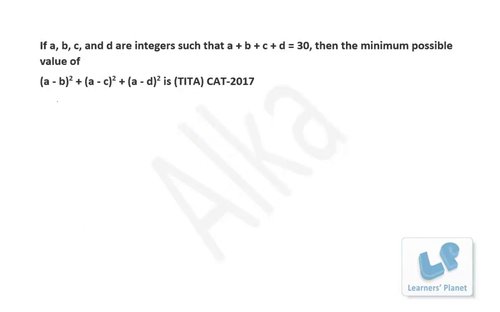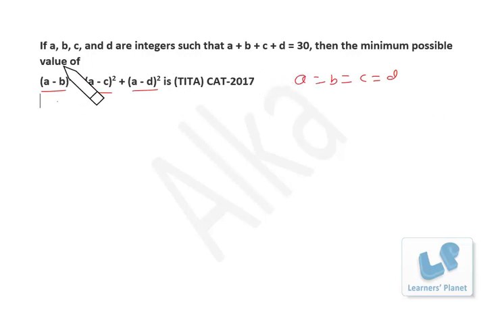Now this is an interesting problem from CAT 2017 paper. a, b, c, d are integers such that a plus b plus c plus d is equal to 30, then find the minimum possible value of this expression. It's again a TITA problem. So we have (a minus b) whole square, (a minus c) whole square, (a minus d) whole square, right? So if we can make each of them 0, that means a minus b is 0, a minus c is 0 and a minus d is 0, then we can have the minimum value of this expression to be 0, right? For that we have to have a, b, c and d, all of them equal.